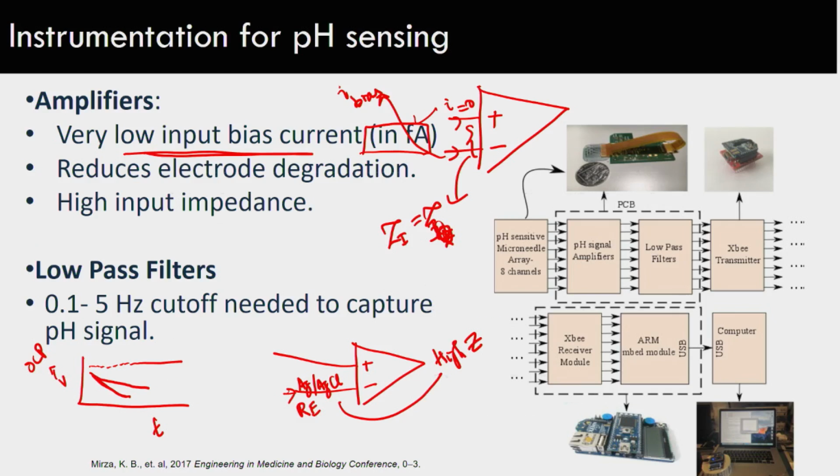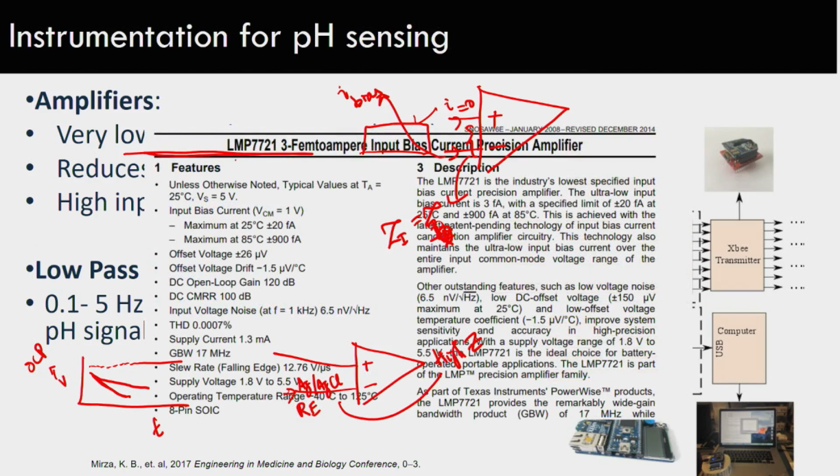Here this is an amplifier, the LMP7721. You can use this amplifier. Again, you can buy it off the shelf, you can buy it online, or you can implement it yourself. There are many reference designs present that you can directly use, so it is easy to design and easy to use.